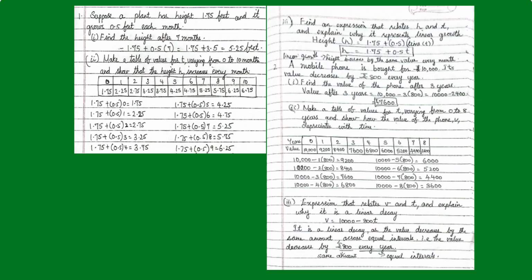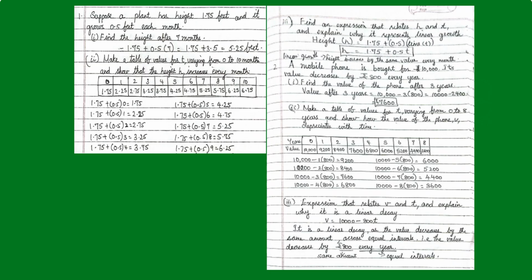Okay, so what could be the linear relationship? 1.75 plus 0.5 times 7. We are expected to find the height after 7 months when it grows by 0.5 feet for every month. Just replace the values, and you will get the value 5.25 feet at the end of 7 months.